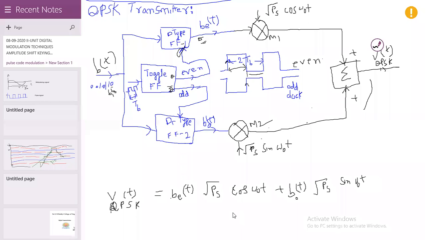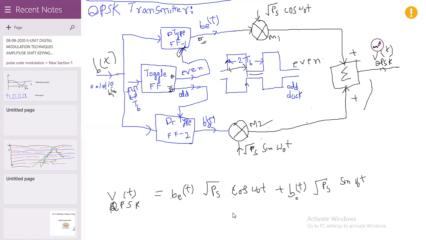Hello, is my voice audible to you? Hello. Yes, is my screen visible to you? Yes, ma'am. Are you following my lesson? Do you understand what the equation for QPSK is?